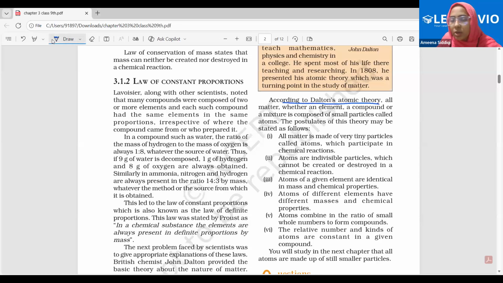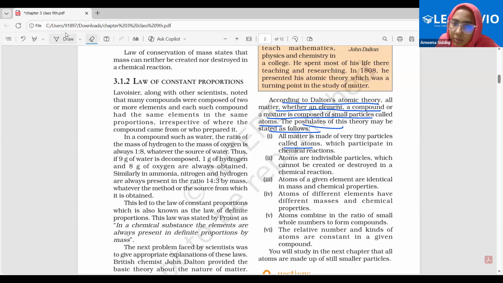According to Dalton's atomic theory, all matter, whether an element or a compound or a mixture, is composed of small particles called atoms. The same thing which was said by the Indian and the Greek philosophers. Everything is ultimately made up of atoms because that is the smallest particle. Now, the postulates regarding this theory are these. All matter is made up of very tiny particles called atoms.